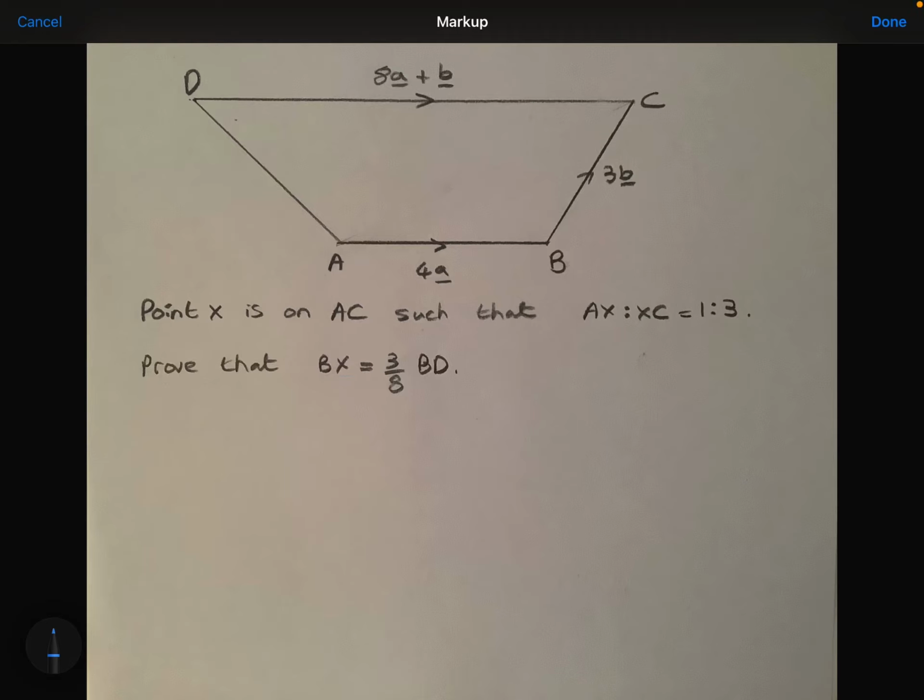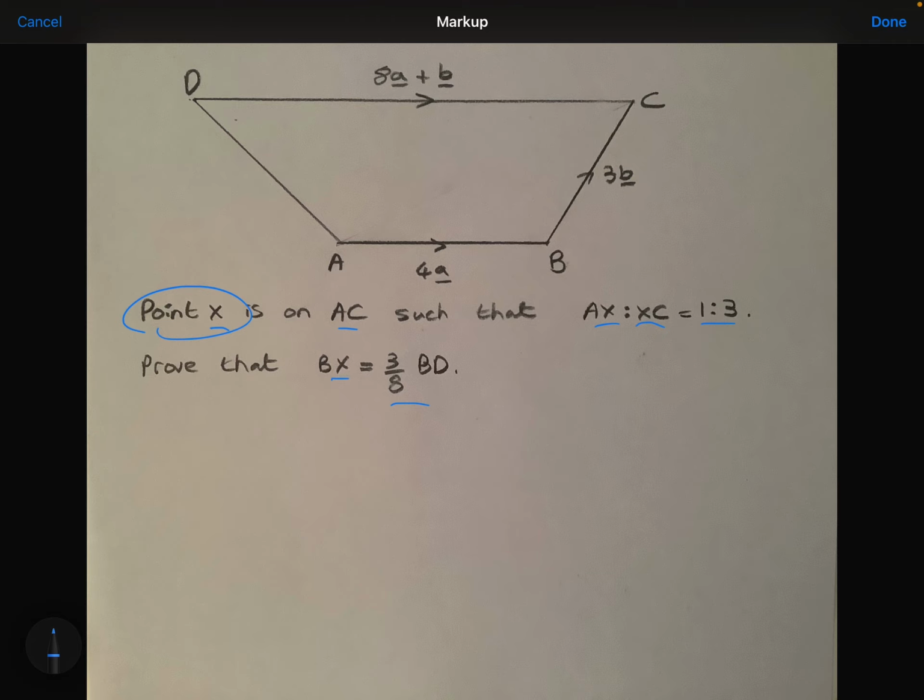We have the shape ABCD, and we're told that point X is on AC such that AX to XC is in the ratio of 1 to 3. I need to prove that BX is equal to 3/8 of BD. So first of all, let me mark point X onto my diagram, because that's the crucial thing here.